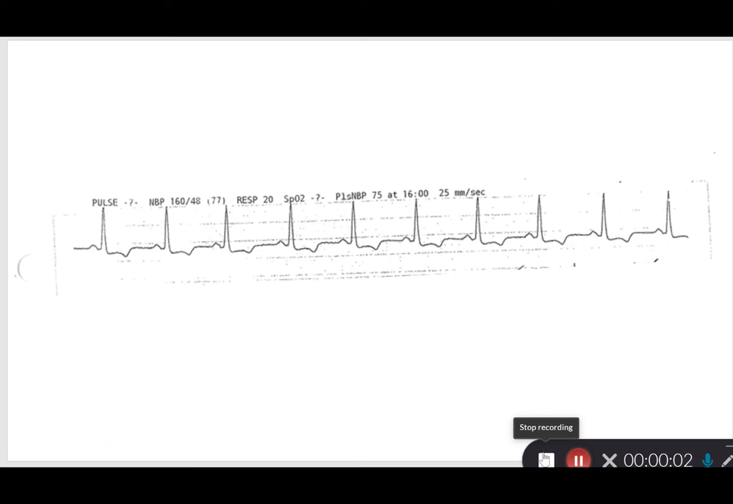All right, this presentation, we're just going to do a general strip review. So we'll start at the beginning with some sinus rhythms, move into atrial, junctional, ventricular, and then end with heart blocks.